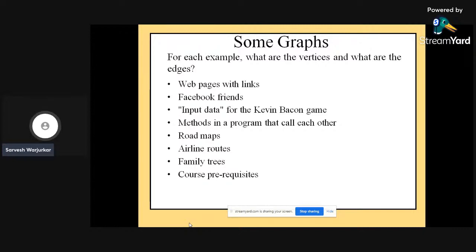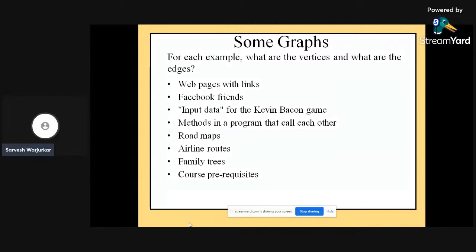We also know of methods in a program that can call each other, road maps, airline routes, family trees, and course prerequisites as well, in a very realistic sense. We know the hierarchy: if you know the C language, you are able to learn the next language, that is C++.